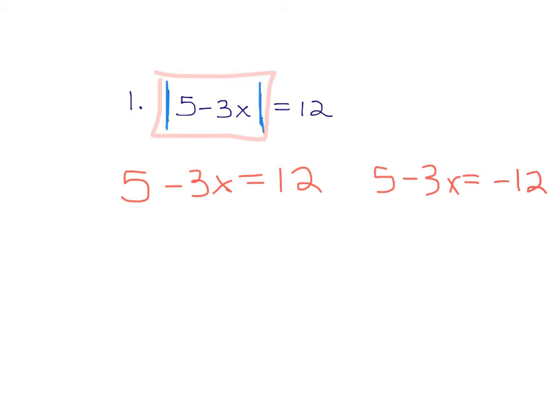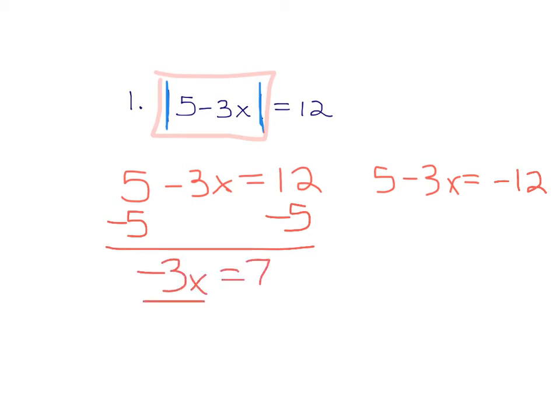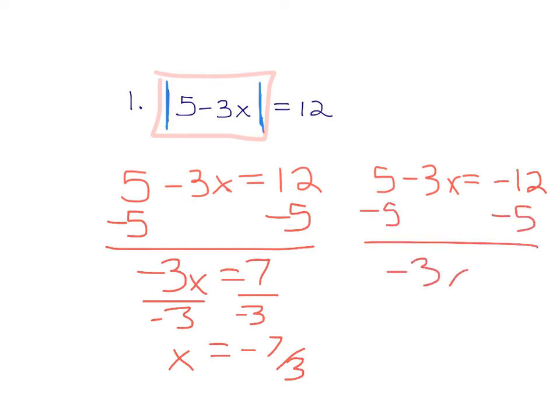I now need to solve each equation for x. So I'm going to subtract 5 from both sides. And I get negative 3x equals 7. I'm going to divide by negative 3. And I get x equals negative 7/3. Now I'm going to repeat the process for the right side. Subtract 5. I get negative 3x equals negative 17. Divide by negative 3. And then a negative divided by a negative is positive 17/3.